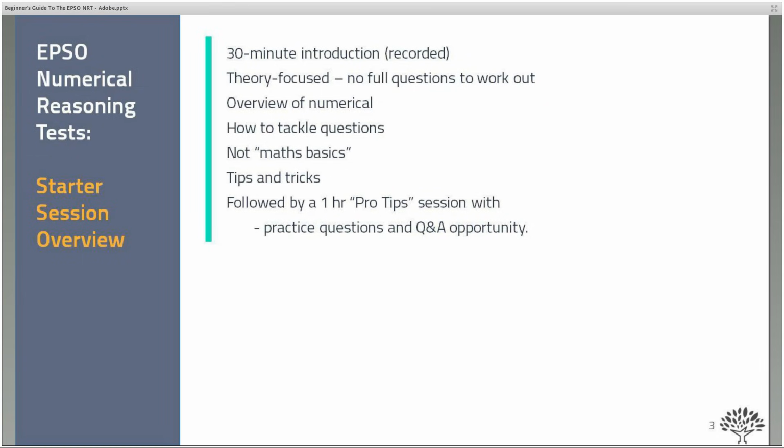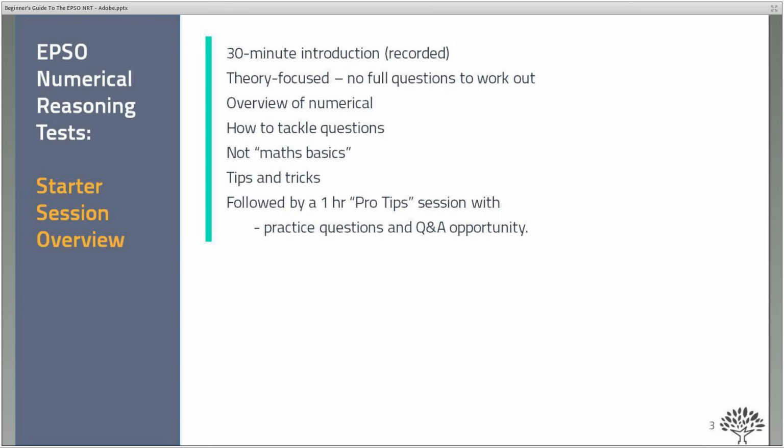Now we're going to start with a 30-minute starter session. That's going to be recorded, so there's quite a lot to get into in the 30 minutes. So if I'm a little bit quick in places, don't worry, there's going to be a recording and you're going to have access to that afterwards as well. So you can always rewind and listen to some of the trickier parts.